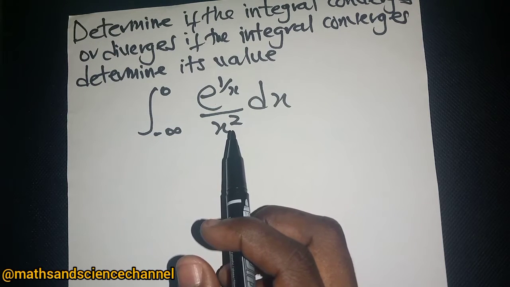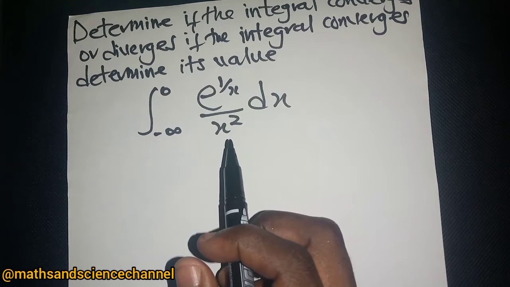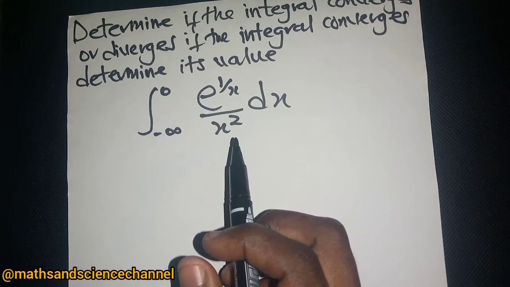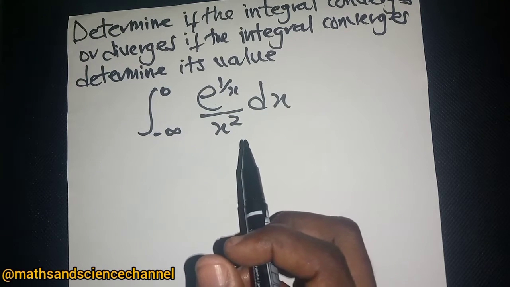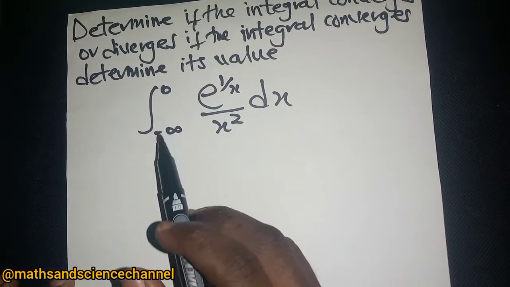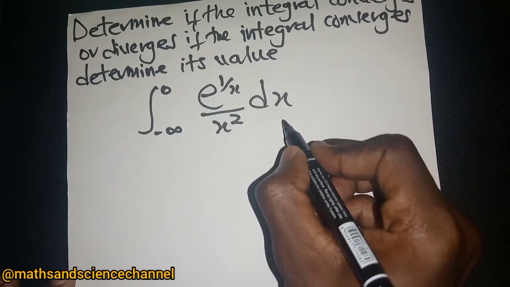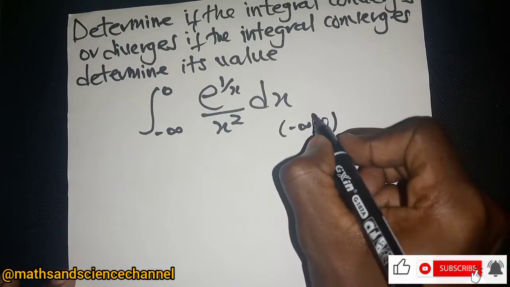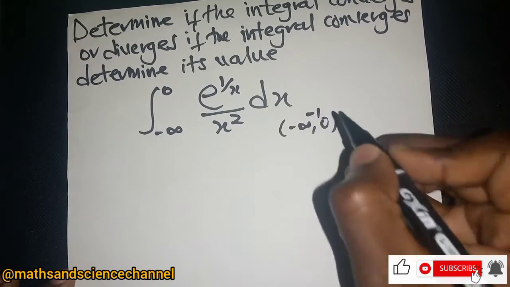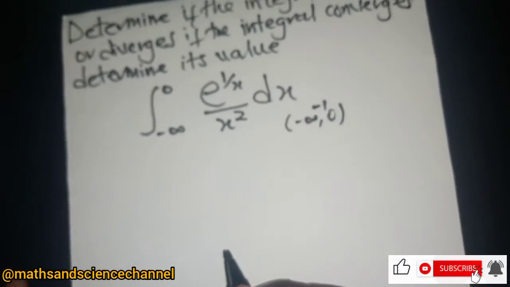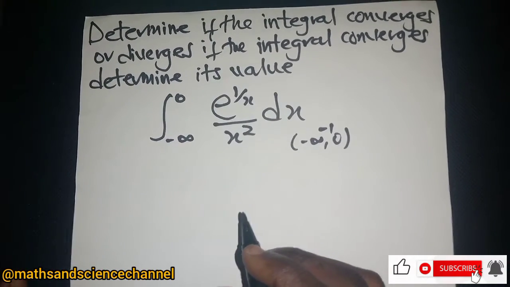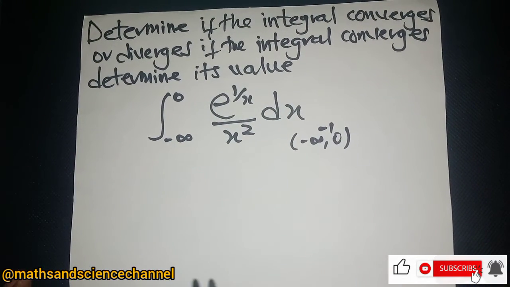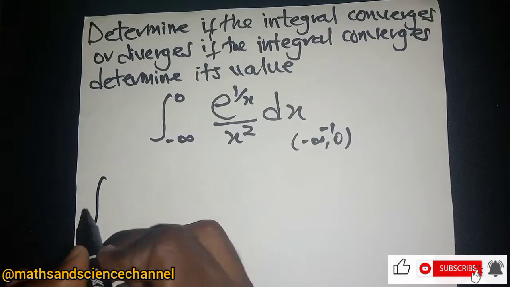Now the trick we are going to use is to split the integral into two. If you look at the limits, we have it from negative infinity to 0, so we can have negative 1 along the line. So let's split the integral into two. There is a reason for that, so quickly let's do that.